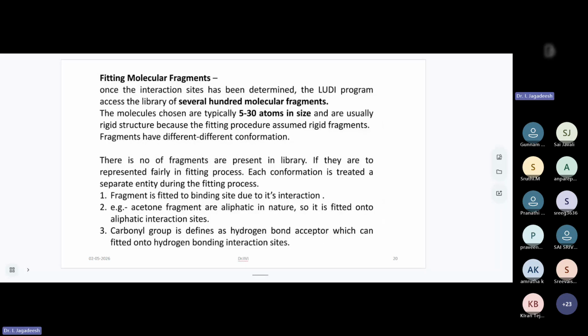Then we are going to fit the molecular fragments. Once the interaction sites have been determined, with the proton donors and acceptors, the LUDI program accesses the library of several hundreds of molecular fragments present in the database, and it matches them with the interaction site which is already present. Generally, we need to put an upper and lower limit in this journey. It is not worth having so many atoms in the fragment. Otherwise, we are going to lose some of the features. That is the reason the molecules chosen are typically 5 to 30 atoms in size.